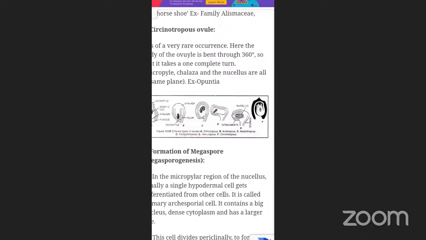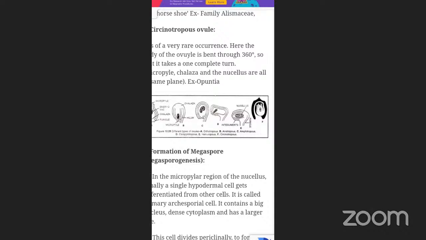So a complete circle, the funicle is very long and modified as a circular structure. That's why we call it a Sarcinotropous ovule. It mostly occurs in the Plumbagiaceae family and the Cactaceae family also. In these two families you can see the Sarcinotropous ovule.